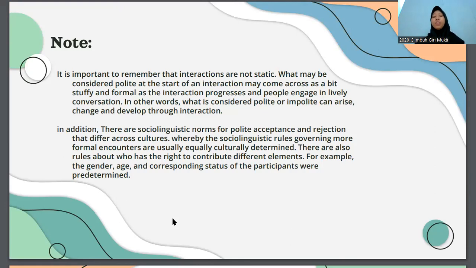In addition, there are sociolinguistic norms for polite acceptance and rejection that differ across cultures, whereby the sociolinguistic rules governing more formal encounters are usually equally culturally determined. There are also rules about who has the right to contribute different elements, for example, the gender, age, and corresponding status of the participants were predetermined.